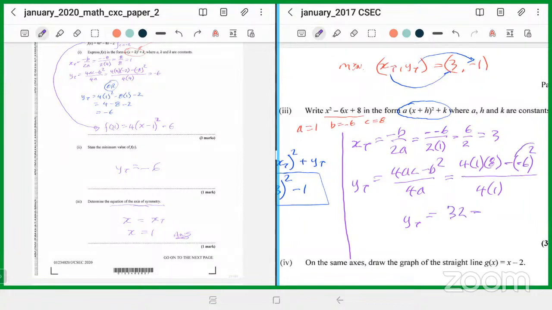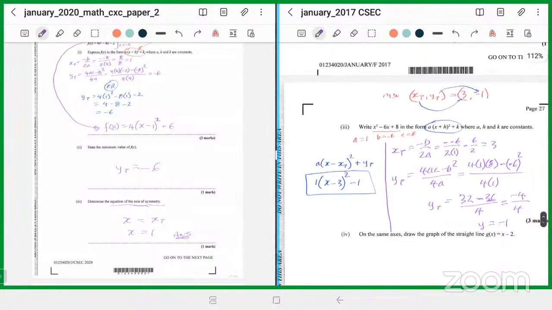Minus, you're going to be subtracting a 36. This minus is this one, and then this negative 6 squared is 36. 36 divided by 4. 4 times 1 is 4. 32 minus 36 is negative 4. Negative 4 divided by 4 is negative 1. Same negative 1 that you have on the point.